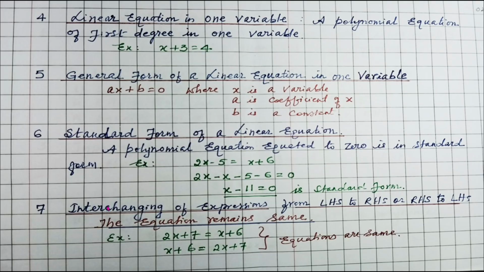So that is how we write a linear equation in standard form, by simplification of any given linear equation. Remember that. Now interchanging of expressions from LHS to RHS or RHS to LHS does not change the equation, or the equation remains the same. Now what does this mean? In the LHS we have got 2x plus 7, in the RHS we have got x plus 6. Now I can move this x plus 6 totally to the LHS and 2x plus 7 to the RHS. Still the equations are the same. There is no change in the equation if you move RHS to LHS or LHS to RHS completely.